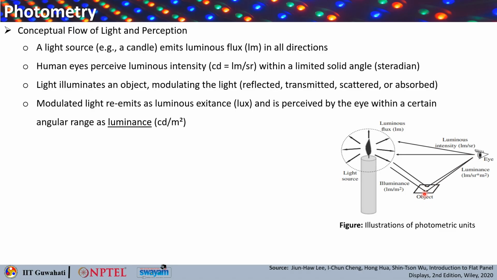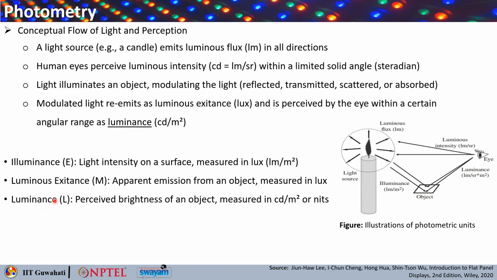This object is also getting the light, so it is getting illuminated. This is called illuminance, which is lumen per square meter. And whatever is seen by the eye, within this solid angle, is illuminance per solid angle. So, it becomes luminance, which is lumen per steradian times meter square.